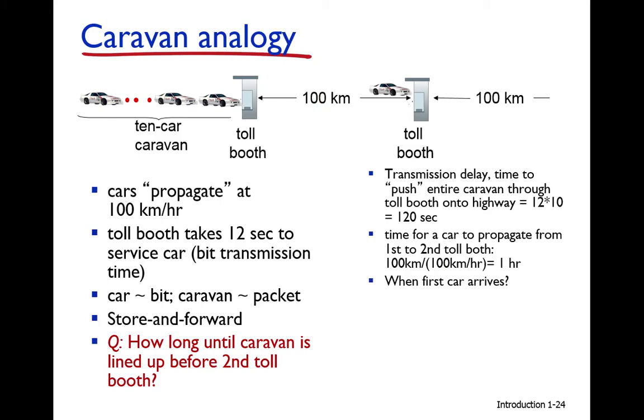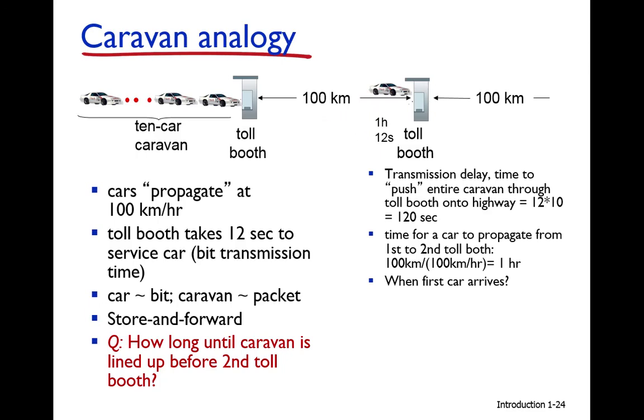Okay. So you can see that when the first car arrives at the second toll booth, it will have been transmitted in 12 seconds. Why? Because it takes 12 seconds to transmit this car from the toll booth to the link. So in 12 seconds it is transmitted, and then it takes 1 hour. So this first car will arrive after 1 hour and 12 seconds. The second car will arrive after 1 hour and 24 seconds, and so on.